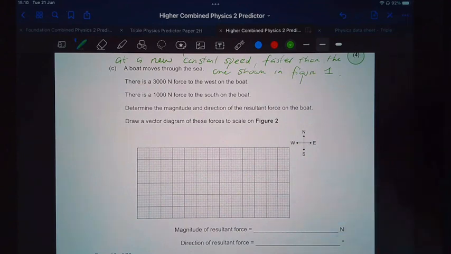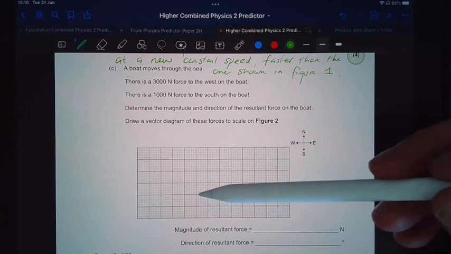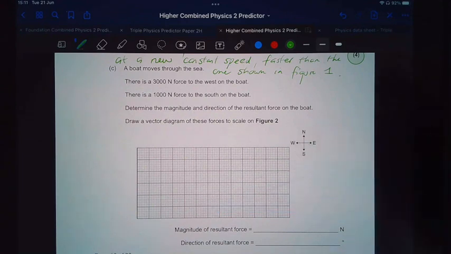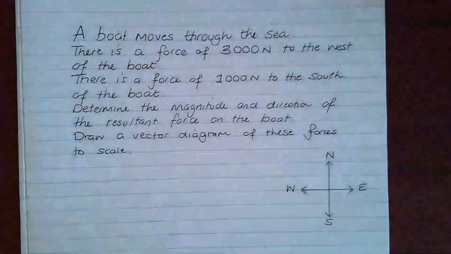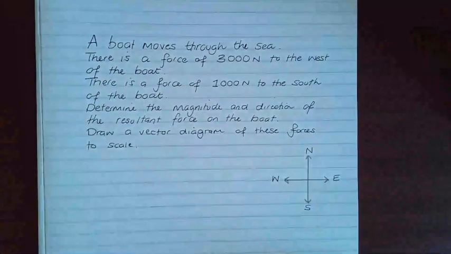My advice is to use a ruler and to use a scale diagram drawn in centimetres, because you will need to measure the resultant force, and that will be very difficult to do using these centimetre squares. So let's see. There we go. Right, so I've just written this out. I'm going to zoom out a little bit just so we can see a little bit more clearly.